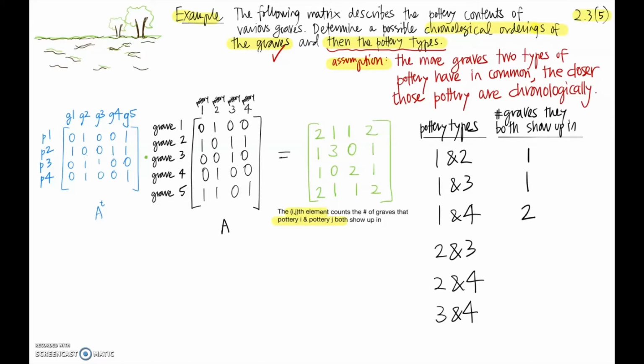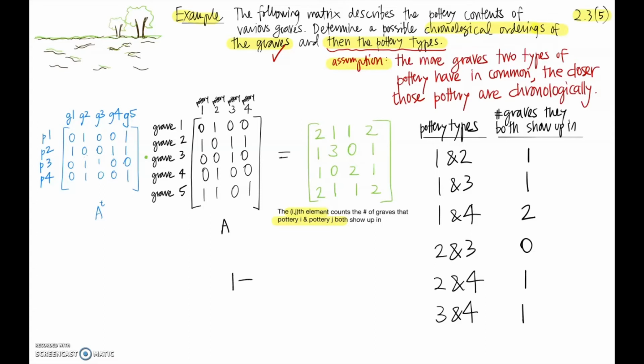2 and 3 show up in no graves together. They're not very strongly linked. And pottery types 2 and 4 show up in one grave together. And pottery types 3 and 4... This should be 2 and 4, and then this is 3 and 4. 3 and 4 show up in one together. Okay, we're all good. Let's go ahead and figure out the order now.